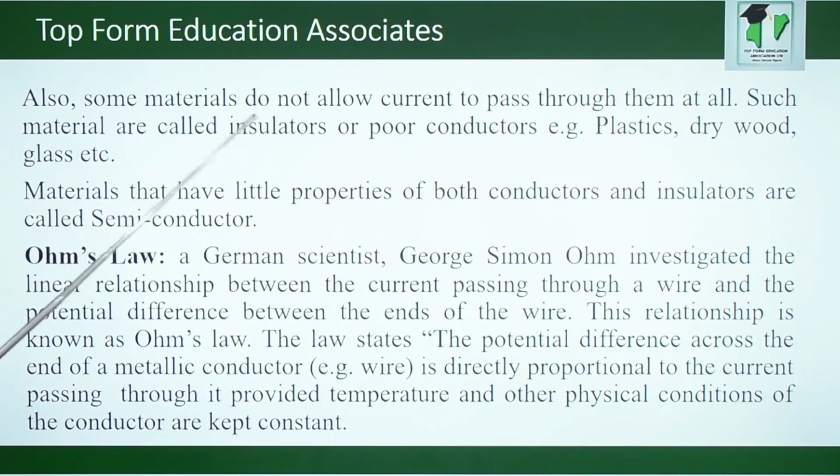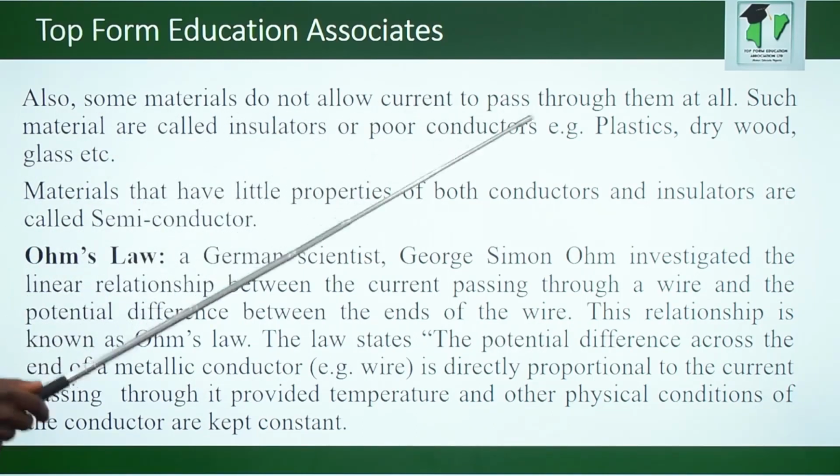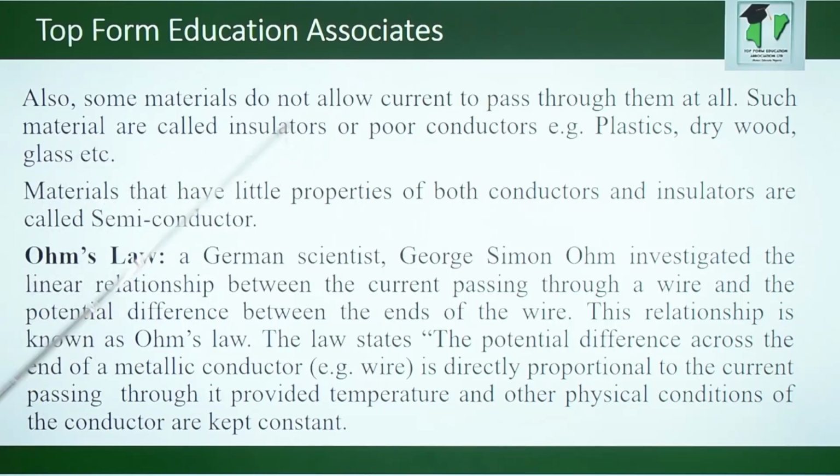Also, some materials do not allow current to pass through them at all. Such materials are called insulators, or poor conductors. Examples are plastics, dry wood, glass material, and so on. These are examples of insulators.